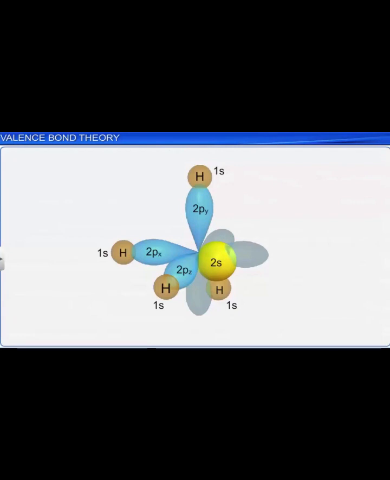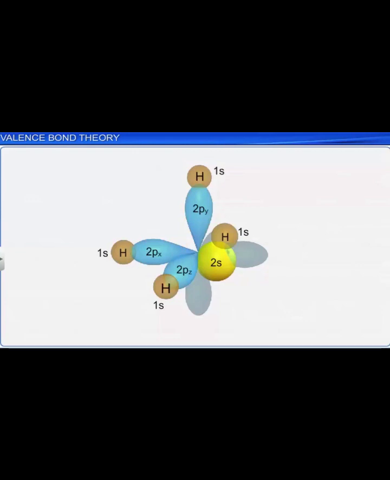We know that p orbitals lie perpendicular to each other. Hence, the three C-H bonds in methane molecule are expected to be oriented at 90 degrees to one another. The 2s and 1s orbitals of carbon and hydrogen can overlap in any direction, since they are spherically symmetrical. Thus, the direction of the fourth bond cannot be ascertained. This means that all the four C-H bonds in methane are not identical.